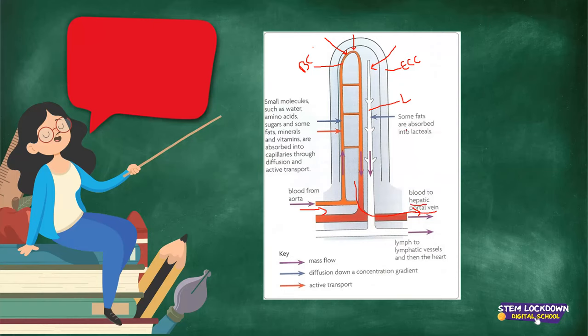And then some fats are absorbed into your lacteals and it joins your lymphatic fluid and goes through your lymphatic vessels and then to the heart. Okay, guys, so remember you should be able to draw a simple structure of the villus and be able to label it as well.